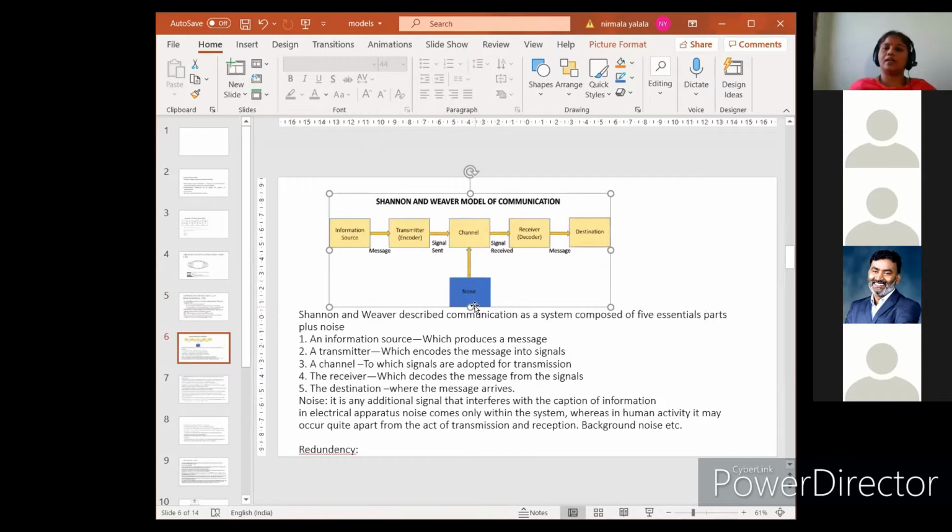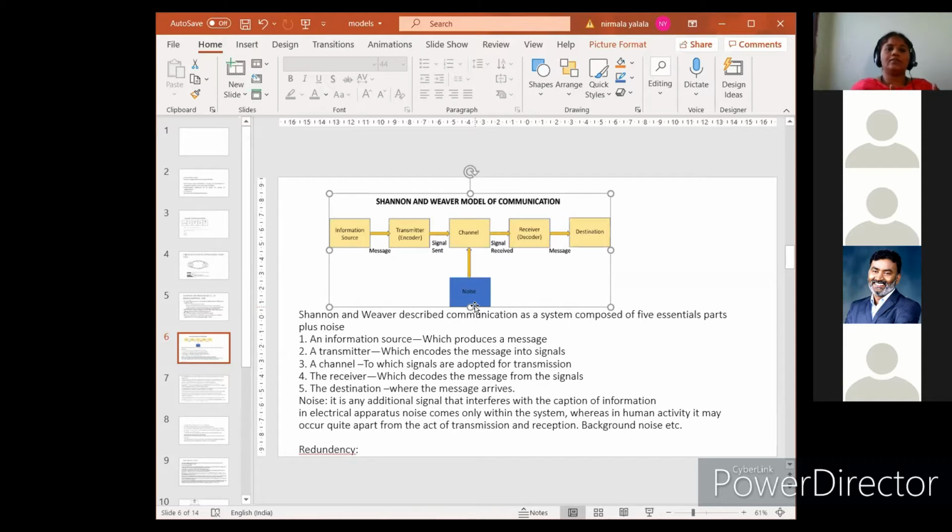According to Shannon and Weaver, communication is composed of five elements and noise. First is the information source, second is the transmitter, third is the channel, fourth is the receiver, and fifth is the destination. Then they also added the noise. Here, if you see the Shannon and Weaver model, again the feedback is lacking. Along with the five elements, they introduced a concept called noise.